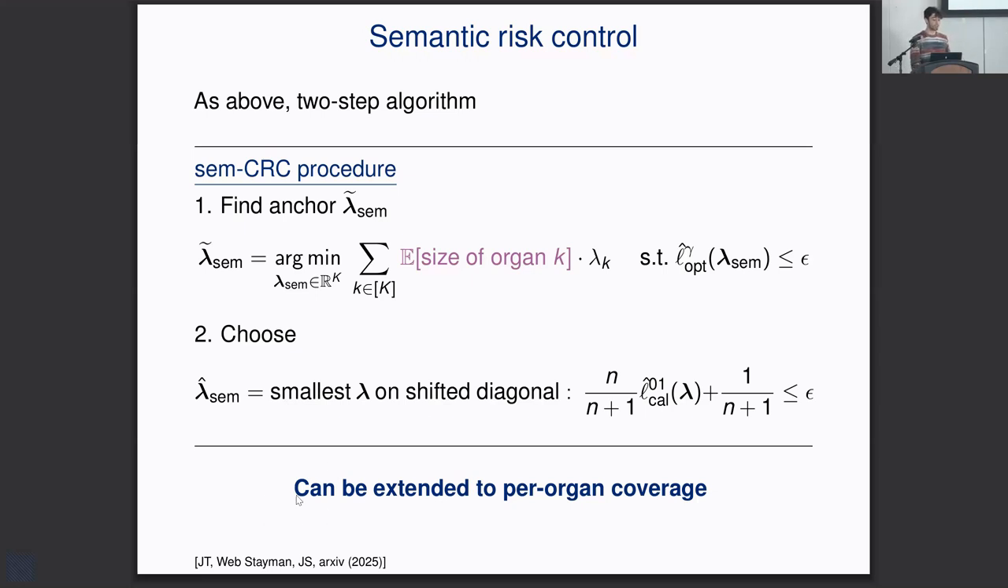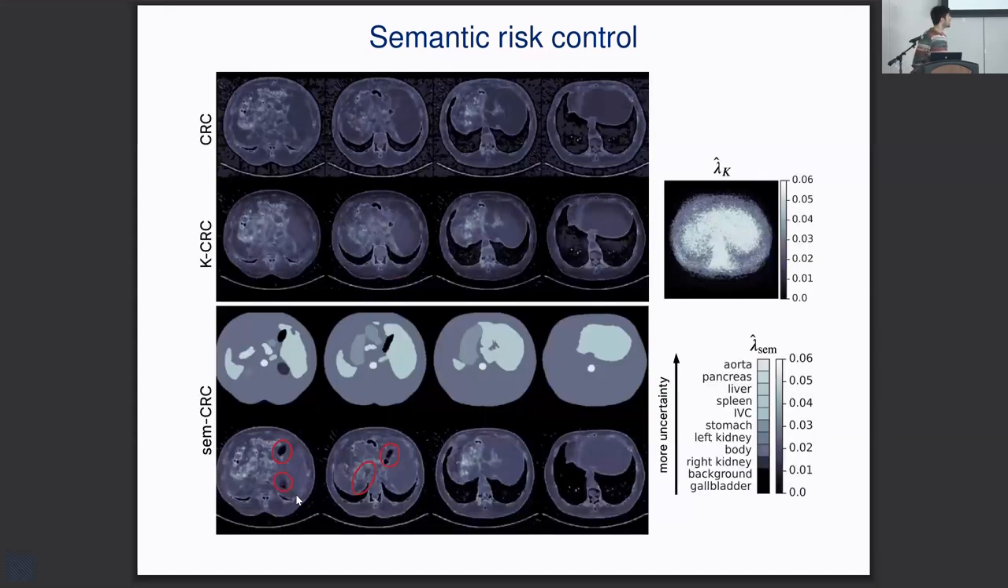And the nice thing about this procedure is it can be extended to per organ coverage. And we're going to see what that means in a second. But okay, same two-step procedure where now we're going to minimize an expectation of the size of each organ. What changes? Okay, these are sort of like the three different methods and the kind of maps that they produce.